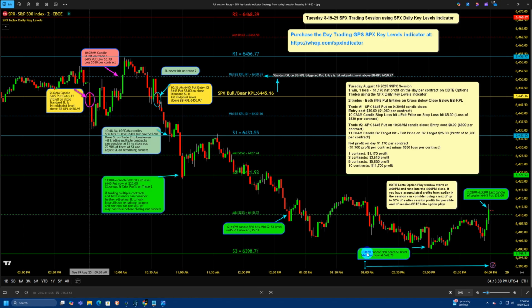Later on at 3 p.m., SPX is nearing the S3 level. It doesn't quite get there today, but when it is at this violent final candle here, on the close of that candle, the 64.45 put was 43.78. Remember, we originally bought them at 8.